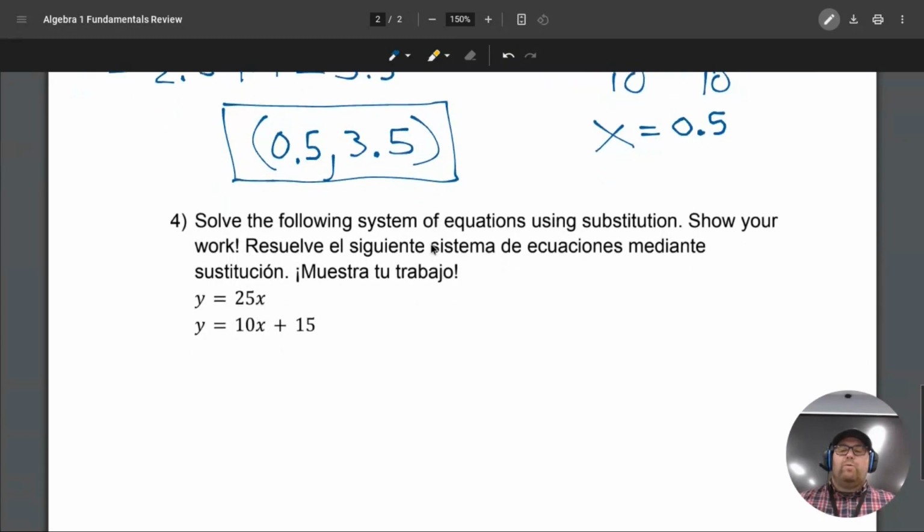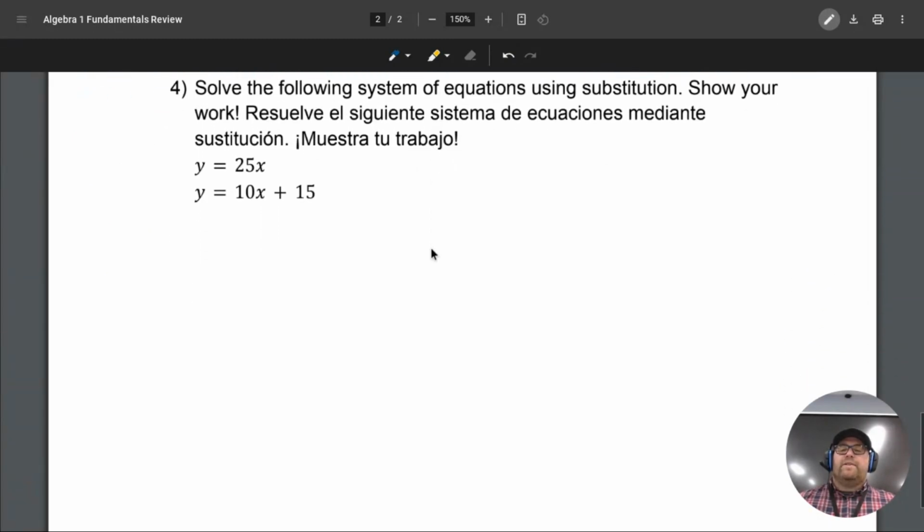Okay, we've got one left to go. This one we've got y equals 25x, and 10x plus 15 equals y as well. I'm just going to put 25x in for y here. So I'm going to say 25x equals 10x plus 15. So you see I substituted in 25x for y.